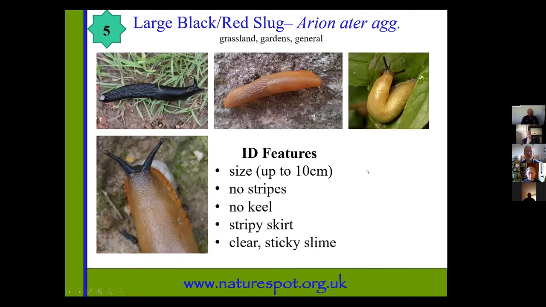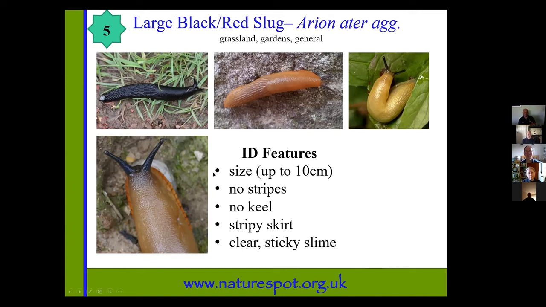So the next one is probably an animal that all of us are very familiar with. It's the one that comes out after it's rained and you see walking across paths. Can get very large, up to 10 centimeters, if not larger. And like some of the other mollusks, it comes in different color morphs. So although it's commonly referred to as the large black slug, it comes in reds, yellows, browns, beiges. So you can't go on color.